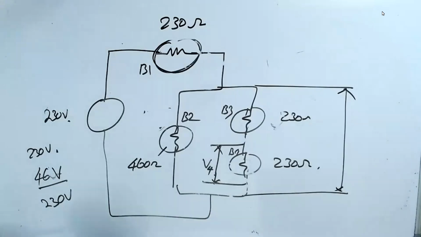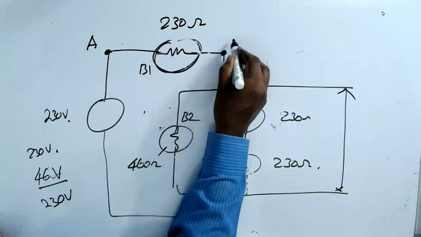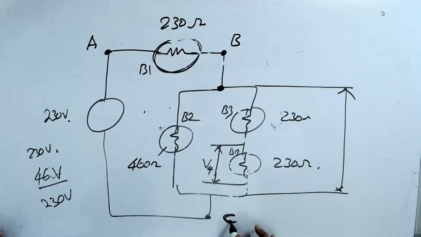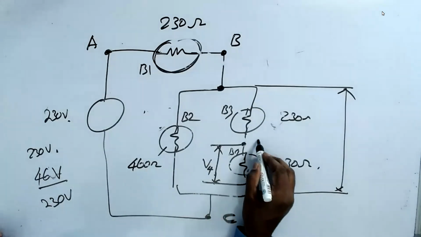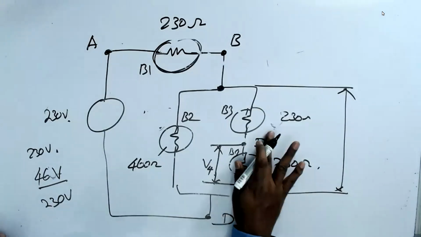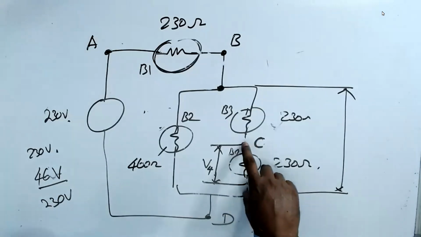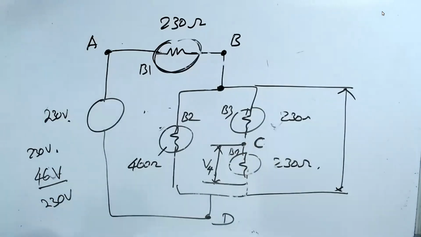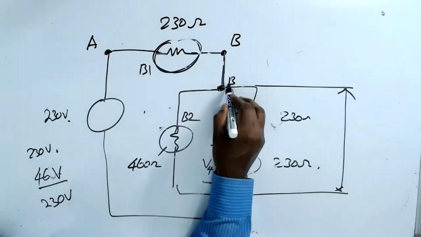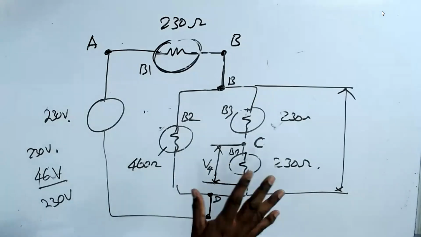For that reason, let us take this as point A. Take point B. And this I take point C. This I take point D. Now we want the voltage between C and D. This is the voltage we want. This is B, same wire. This is also B. This is the same wire. That's also D. This wire means same voltage.